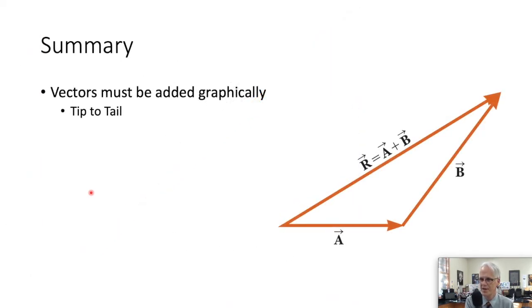All right, let's summarize what we know. We can draw vectors. We can add them graphically tip to tail by putting the two vectors tip to tail. The resultant of the vector A plus vector B here, if we start at the tail of A and go to the tip of B, we get the resultant.